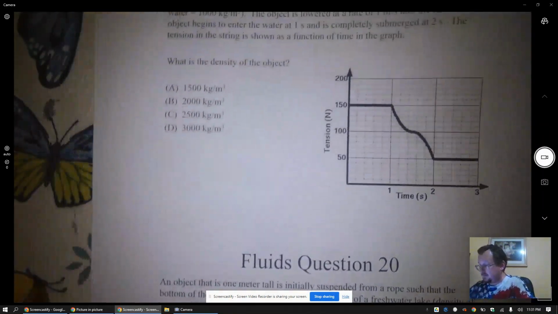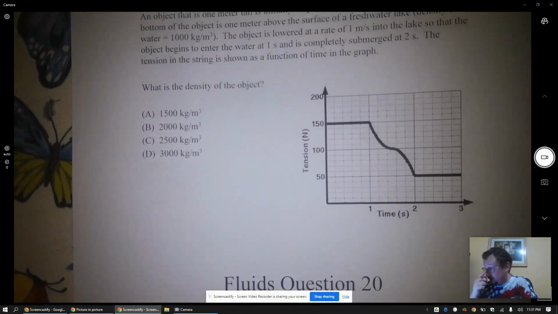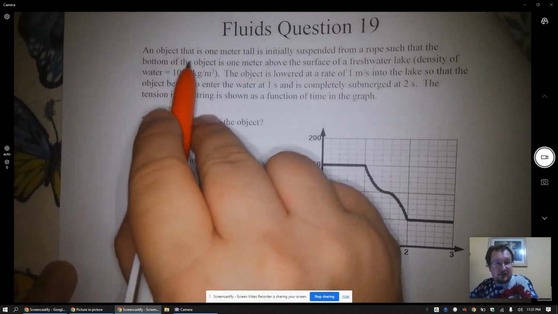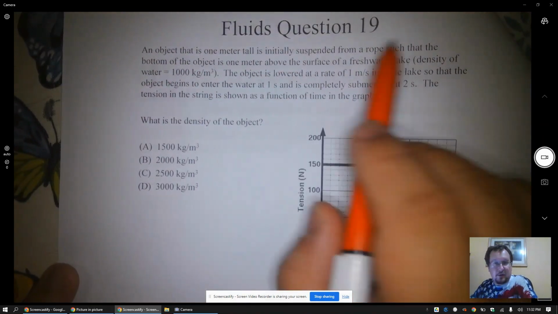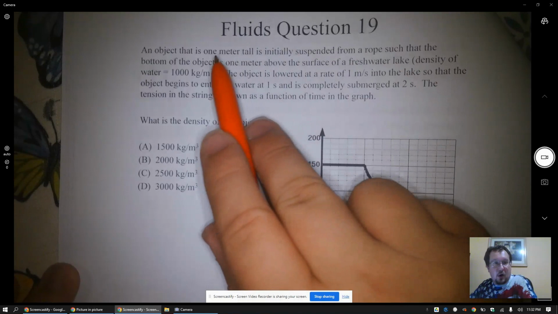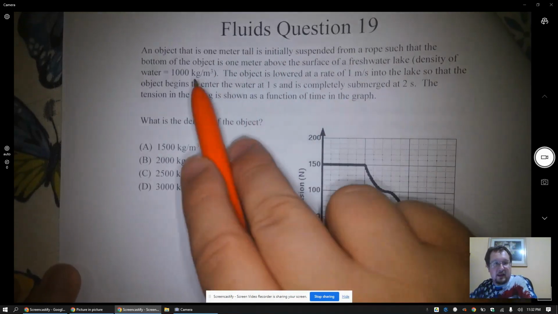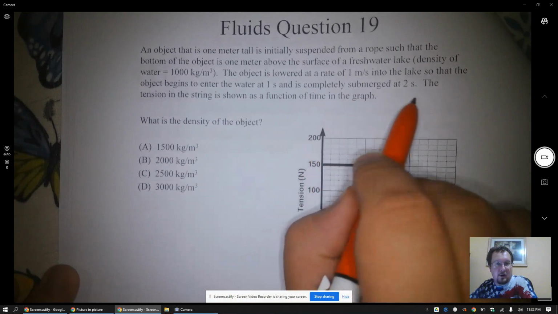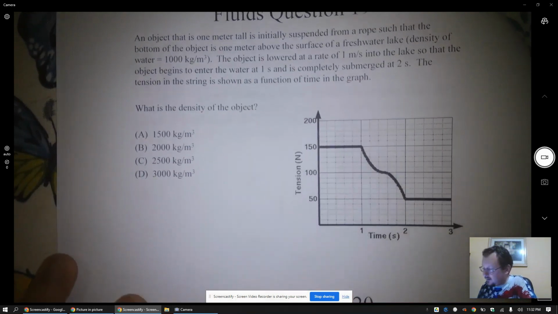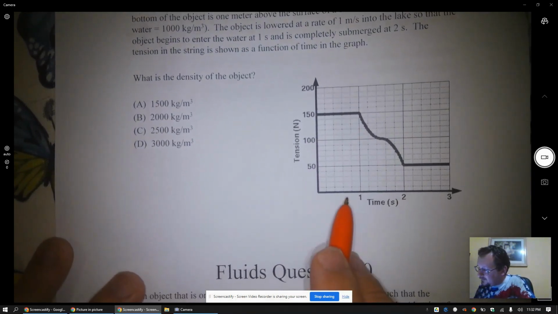This one's tricky. No, it's the next one that's tricky. So the object that's 1 meter tall is initially suspended by a rope, and the object is lowered 1 meter per second, so that the object begins to enter the water and is completely submerged, and then we get this. So, what's the density of the object?